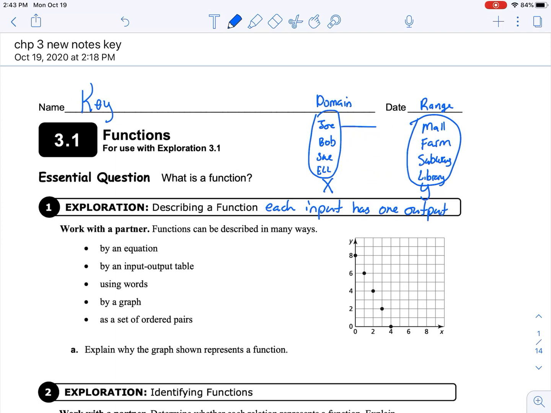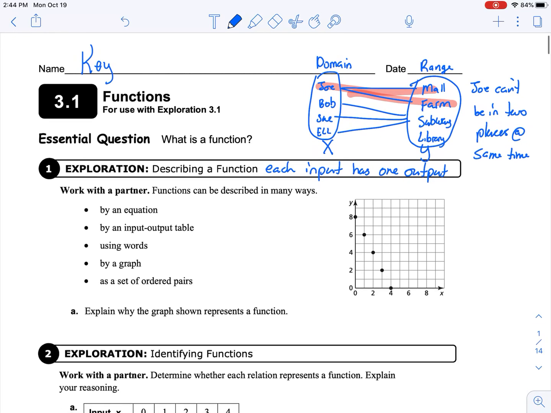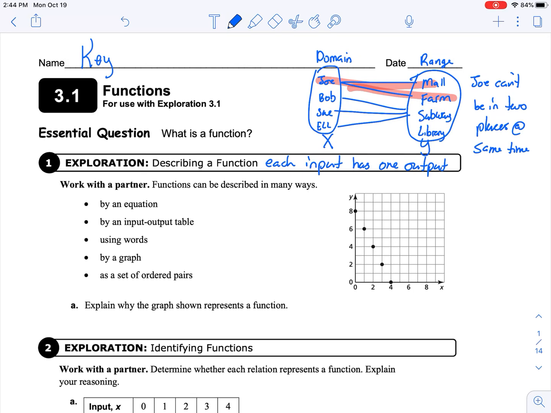What we struggle with: can Joe be at the mall and at the farm at the same time while Bob, Sue, and Elle all go to Subway? And this is where it's not a function. We'll highlight this. This is not a function because Joe cannot be in two places at the same time. Okay, that's what we have to be wary of. An x value trying to be attached to two different y values at the same time.